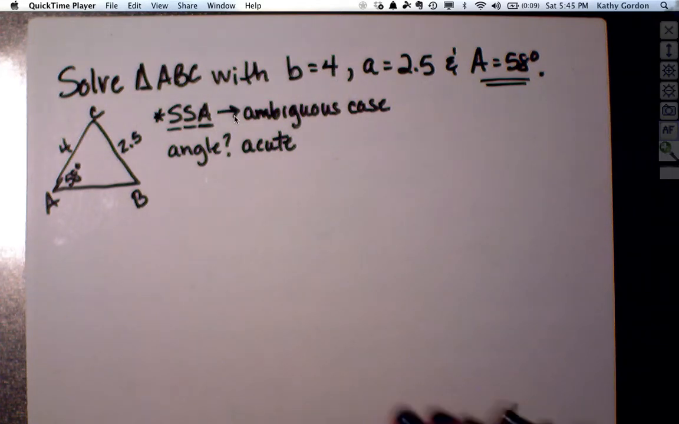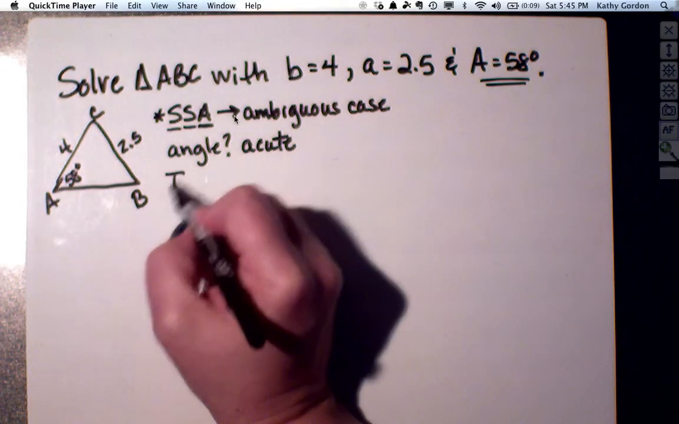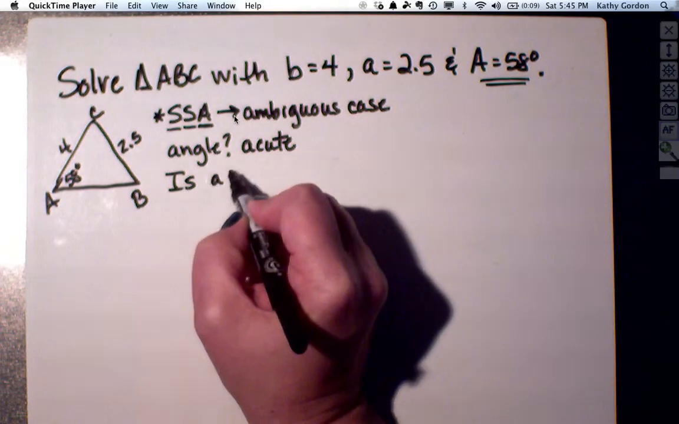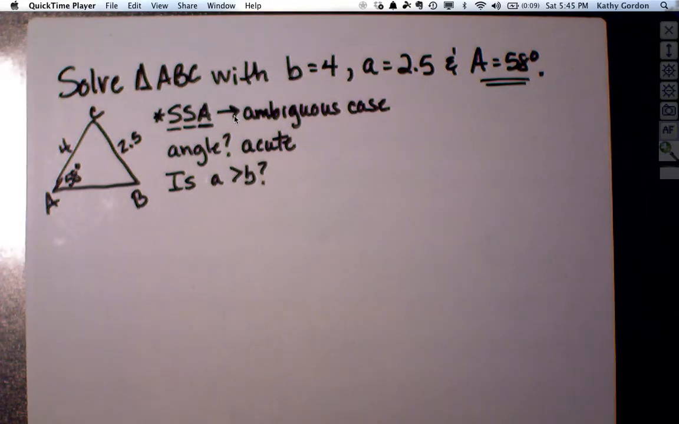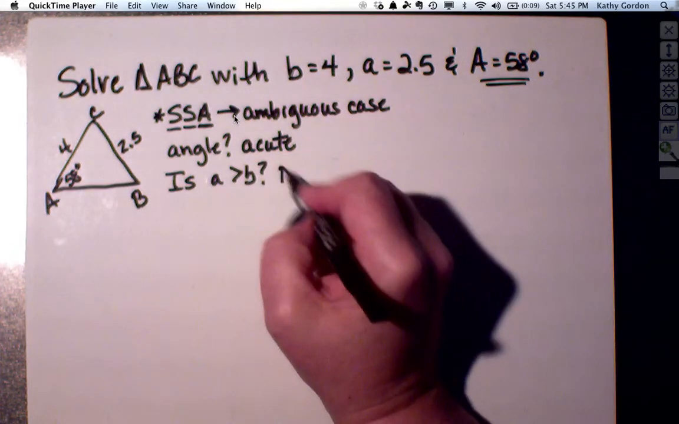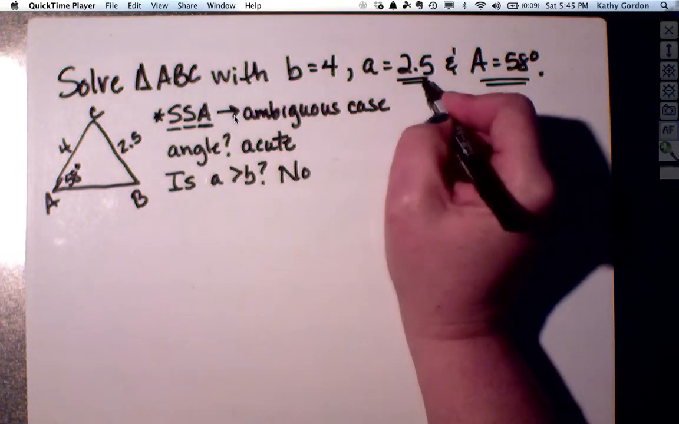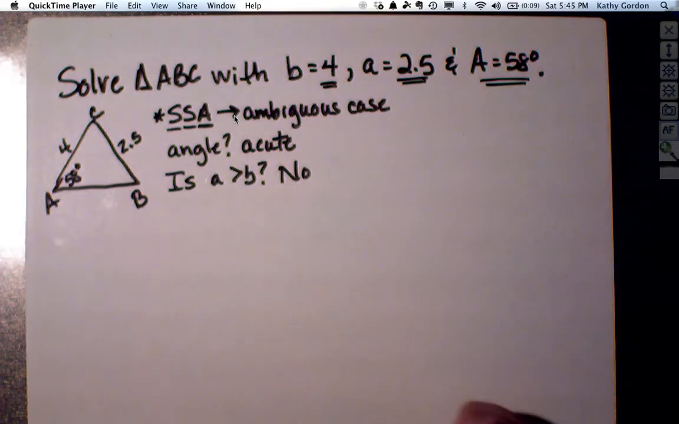Now, there are 4 different possibilities there, and you'll notice that 3 of the 4 have h involved. One of them is only concerned with a and b. So that is your first question: is a actually greater than b? And the answer is no. a is 2.5, b is 4, no.